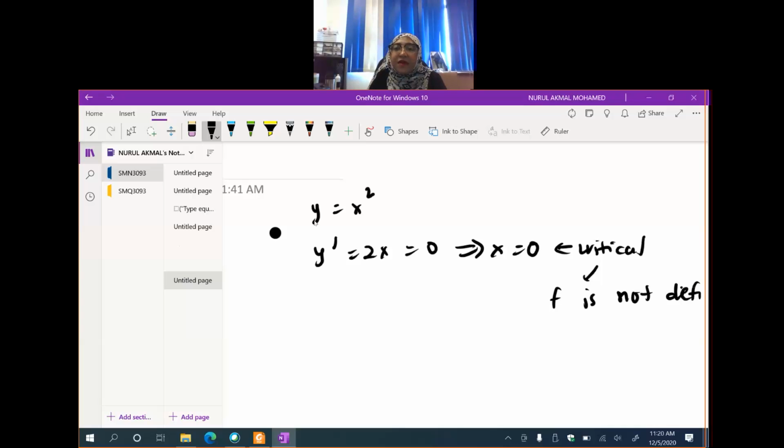It can also happen when f is not defined. But for this case there's only one critical point, which is x equal to 0. So for a polynomial like y equal to x squared, it's so easy. We don't have to consider this one, because we know that a polynomial is always continuous. It's always continuous because this is a polynomial. Because it's always defined.